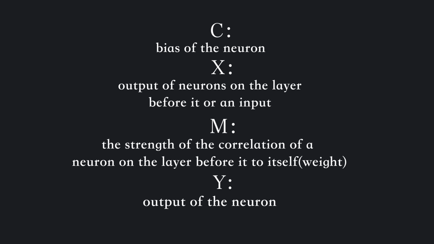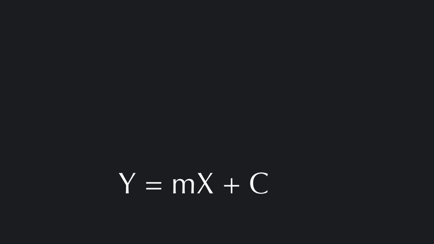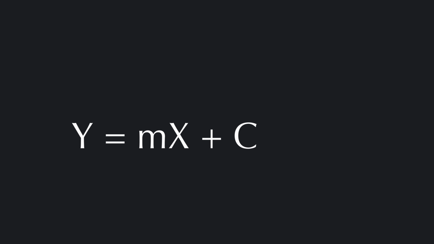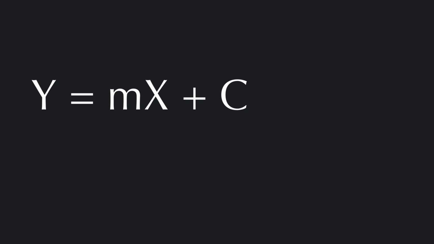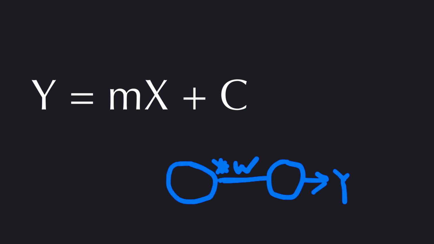To get the output of a given neuron, or the Y, you need to multiply all the outputs of the neurons on the layer before it with their respective weights to the neuron, or multiply all the inputs with their respective weights to the neuron. As you can see, there is mx in this equation, only one, so there's only one weight or only one input slash output of the neuron on the layer before it. And C, bias, there's only one bias per neuron.